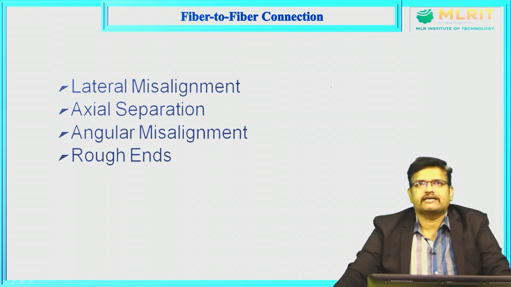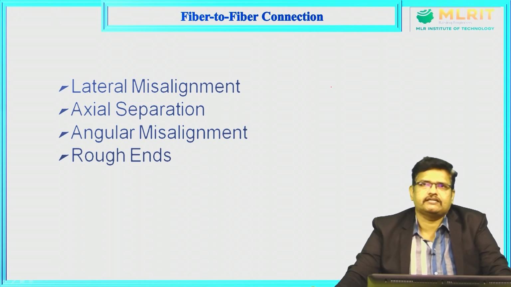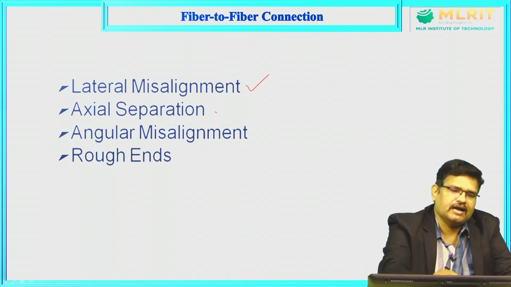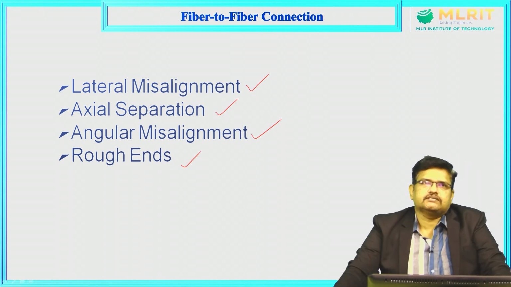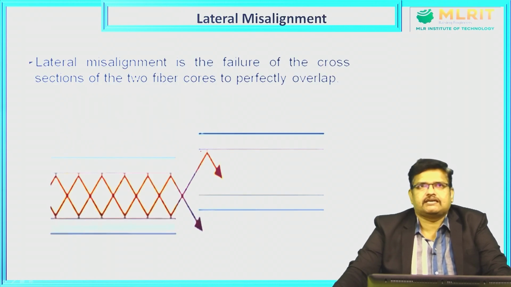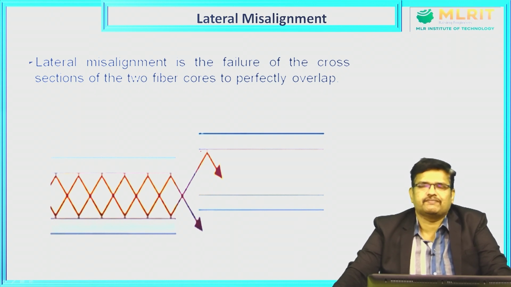Good. Next, fiber to fiber connection. Coming to fiber to fiber connections, we face four problems while connecting the two fibers: lateral misalignment, axial separation, angular misalignment and rough end. These are the problems we face while joining two fibers. Let us see them one by one. Lateral misalignment is a failure of the cross sections of the two fiber cores to perfectly overlap.